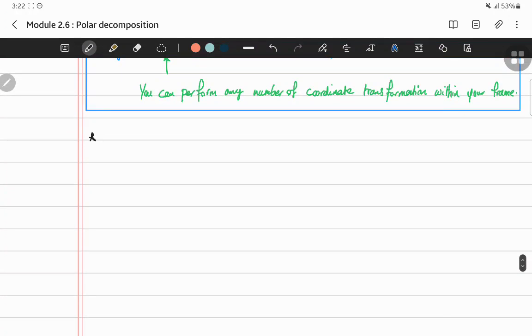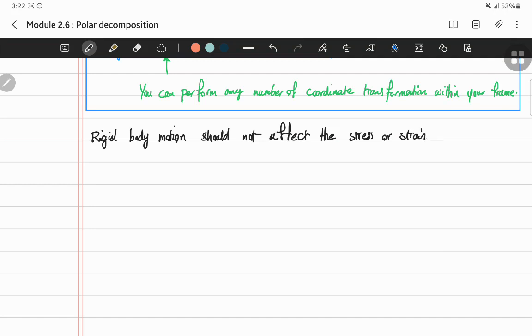All right. There's one more thing I would like to mention. Remember that maybe this one I also put in a rectangle. Rigid body motion, it's better to write, should not affect stress or strain tensor or mechanical properties of a material.